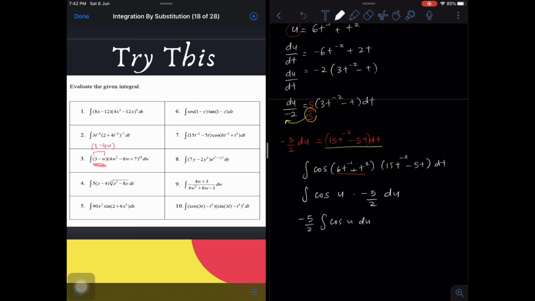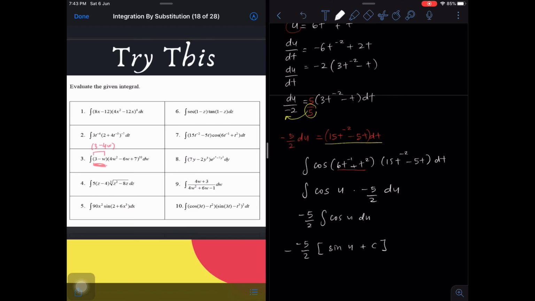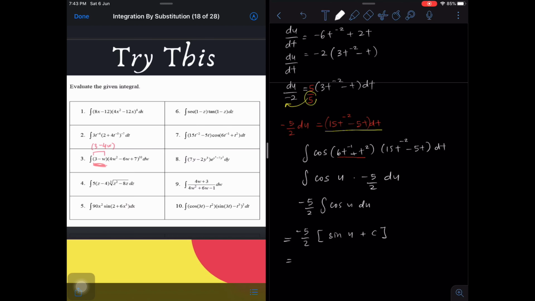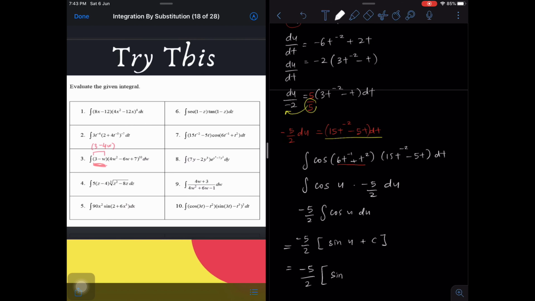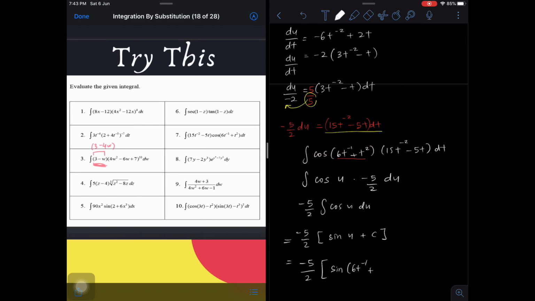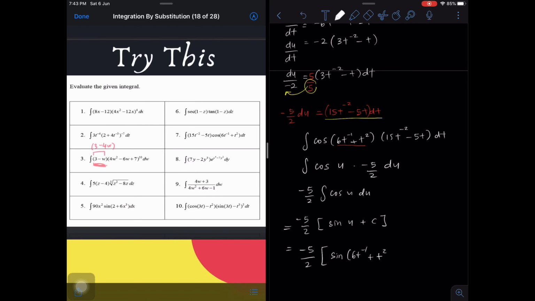So now we can integrate as usual. We have negative 5 over 2, and integrating cos, you will have sine. Therefore, we have sine u plus c. And don't forget to substitute back your u. So the answer is negative 5 over 2 sine of (6t to the power of negative 1 plus t to the power of 2) plus c. So this is the final solution.